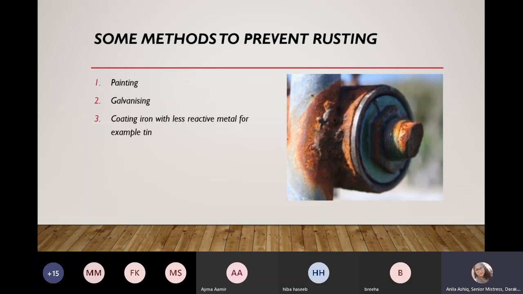There are some methods which can help to prevent rusting, which are painting, galvanizing, and coating of iron with less reactive metals, such as tin.